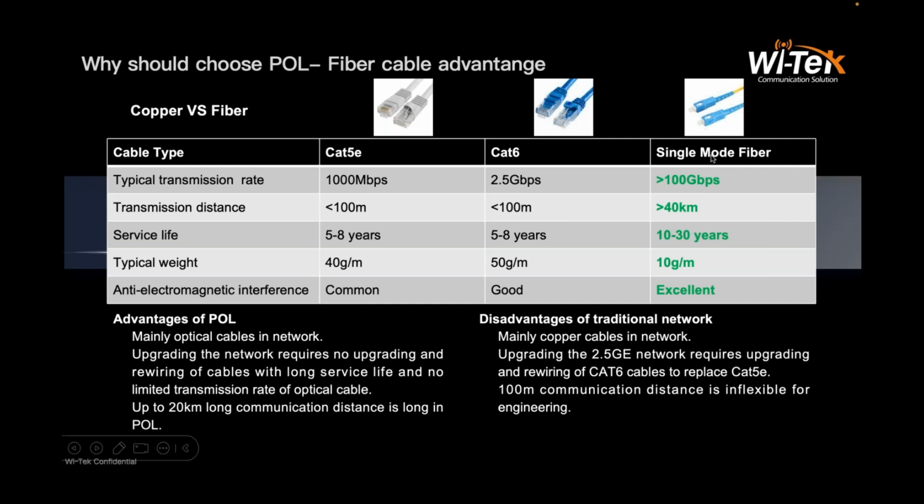And then we move to the fiber, like single mode fiber. The maximum speed is 100 G, so you never need to worry about speed being limited if you use fiber. And the maximum transmit distance is 40 kilometers. It also has a cable life of 10 to 30 years. So it's a really good solution for your next generation networking.